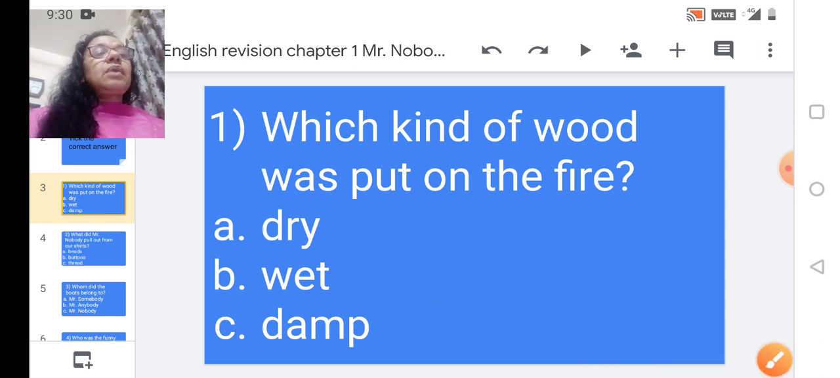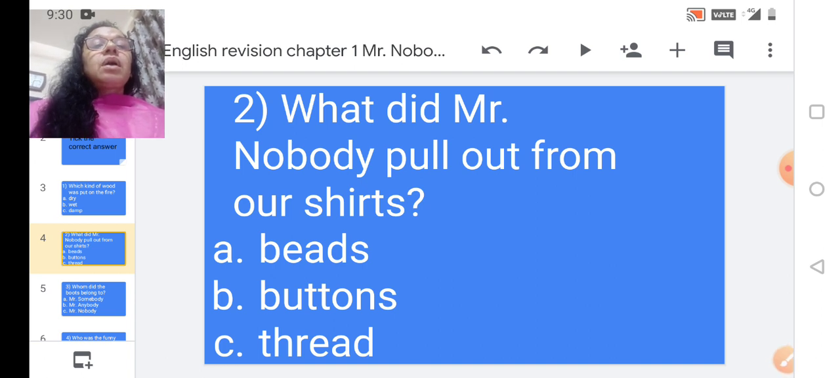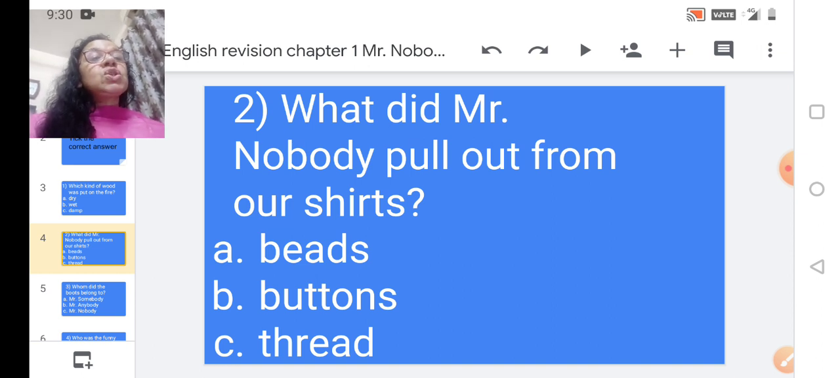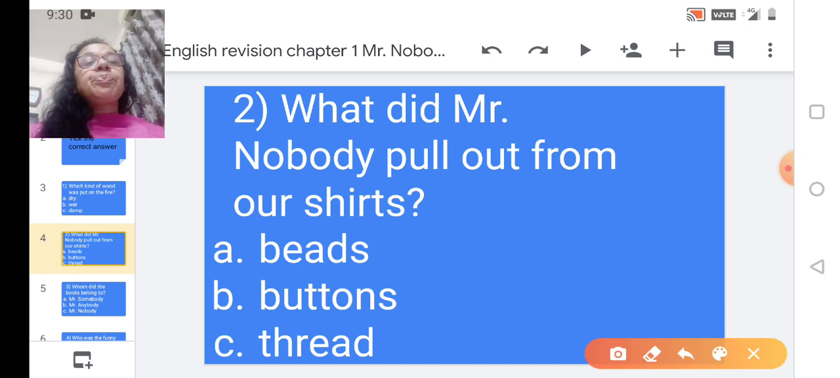Okay, now next, what did Mr. Nobody pull out from our shirts? Beads, buttons, and thread. This particular line is also there, if you have read the poem a number of times, you will be able to recollect. So the correct option has to be B, buttons.